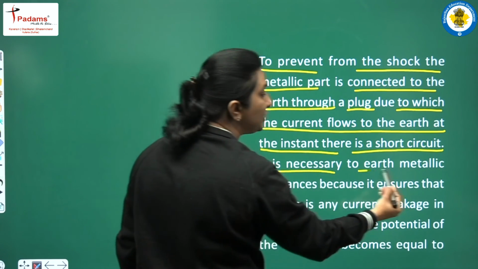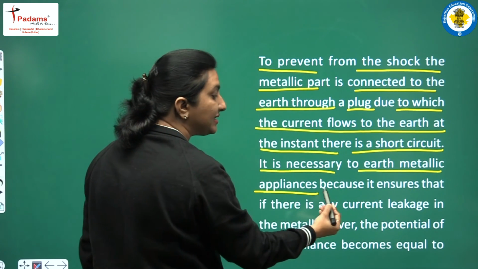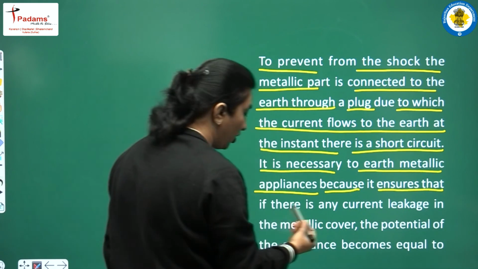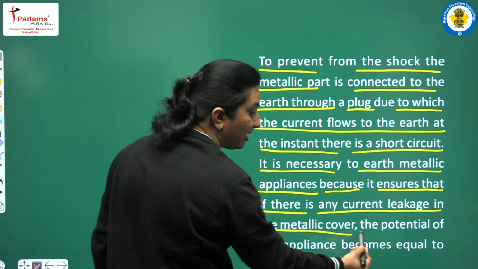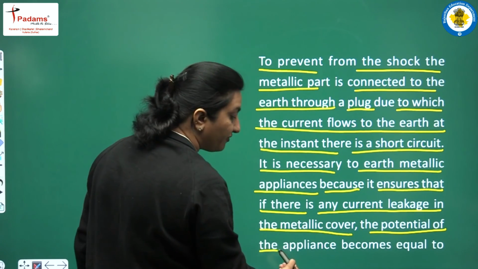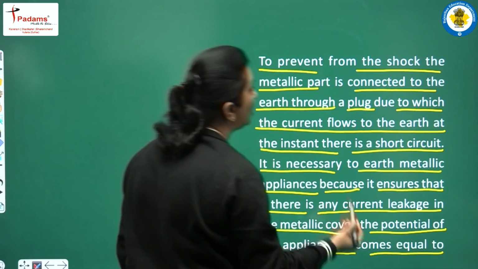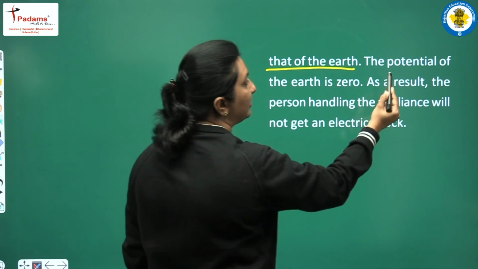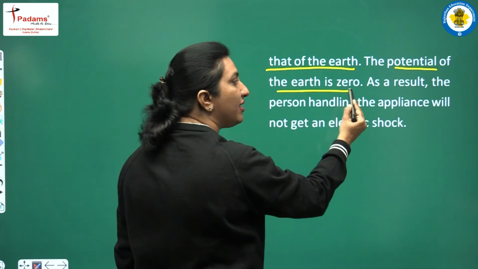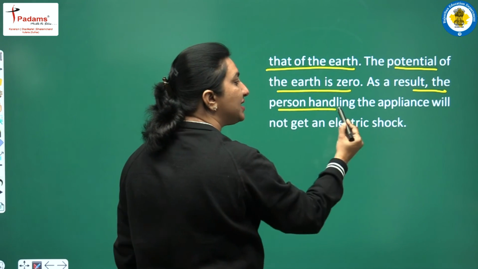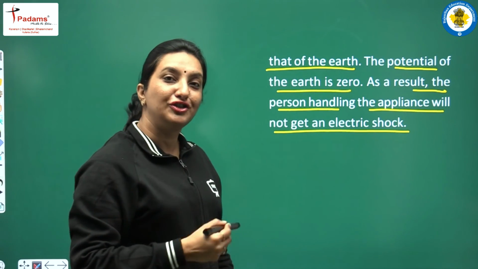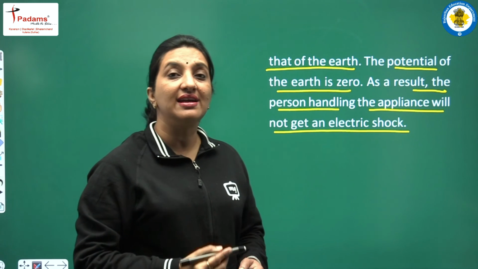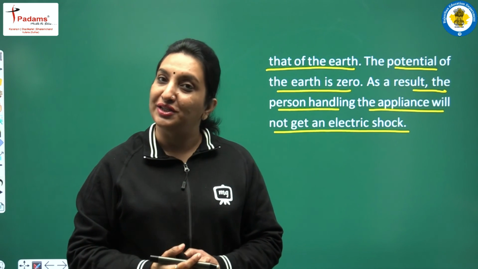It is necessary to earth metallic appliances because it ensures that if there is any current leakage in the metallic cover, the potential of the appliance becomes equal to that of the earth. The potential of the earth is 0. As a result, the person handling the appliance will not get an electric shock. So, students, earthing is very necessary.